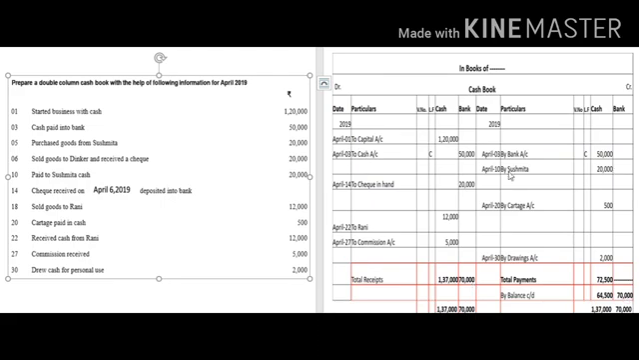This is how you can prepare your cash book. And don't forget to write down over here the date. On which date are you calculating the balance? At the end of the month. So here what will you write down? You will write down April 30. So this is how you can prepare your cash book.